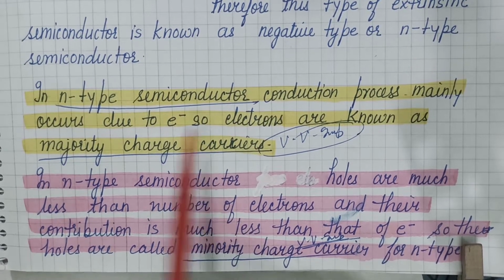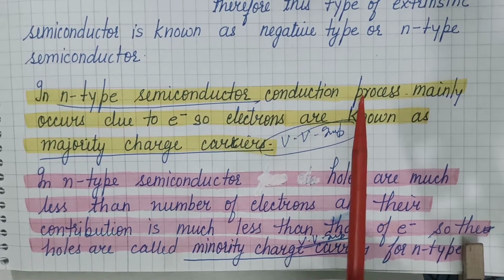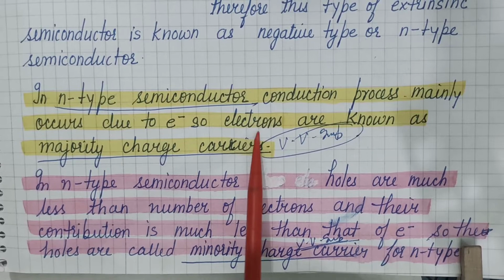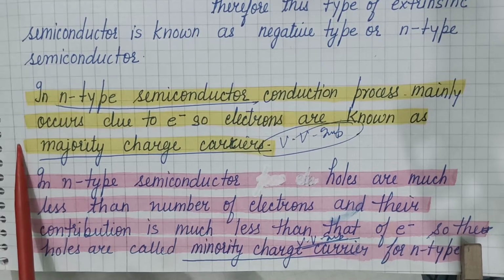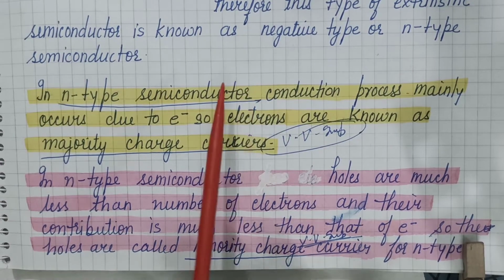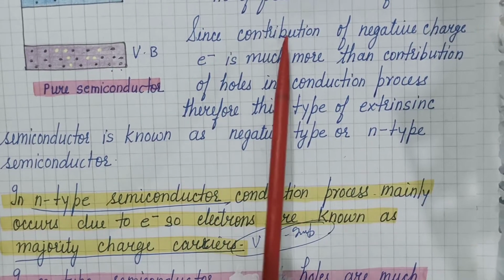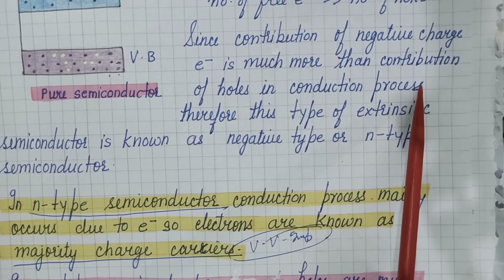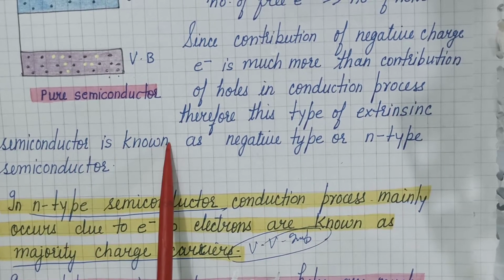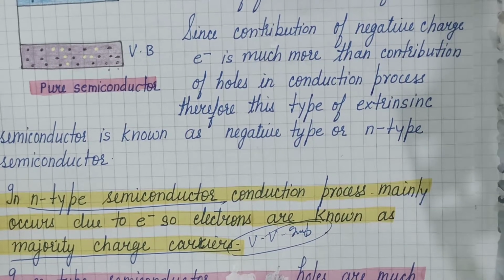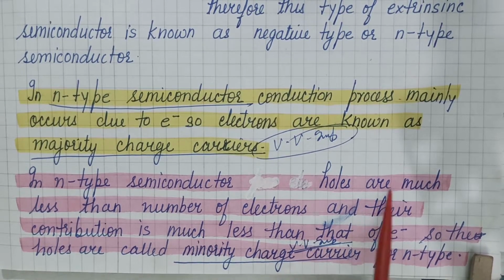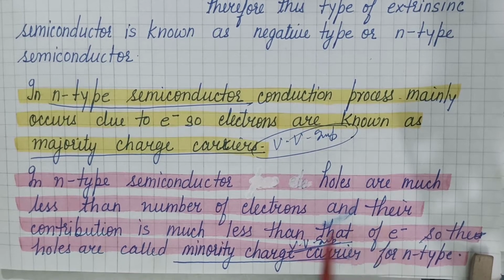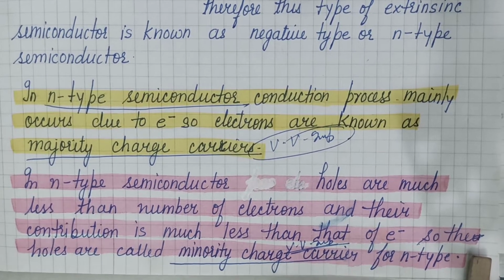semiconductor. Since in an N-type semiconductor the conduction process mainly occurs due to electrons, electrons are known as majority charge carriers. So we got the definition of majority charge carriers and also the definition of N-type semiconductor. The contribution of negative charge electrons is much more than the contribution of holes in the conduction process, and such an extrinsic semiconductor is called negative type or N-type semiconductor. And since in an N-type semiconductor holes are much fewer than electrons, electrons are called majority charge carriers while holes are called minority charge carriers.